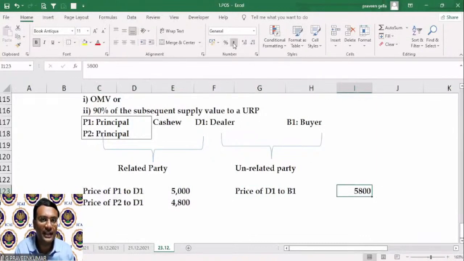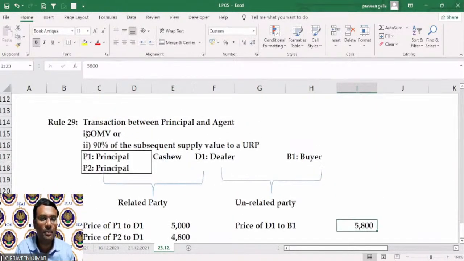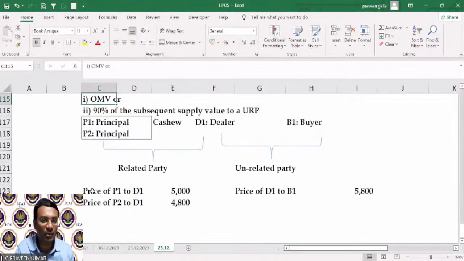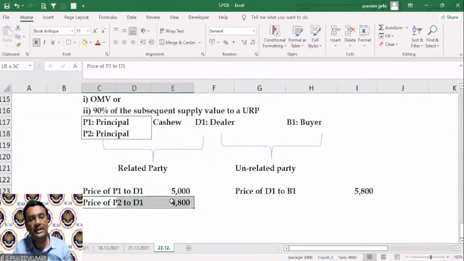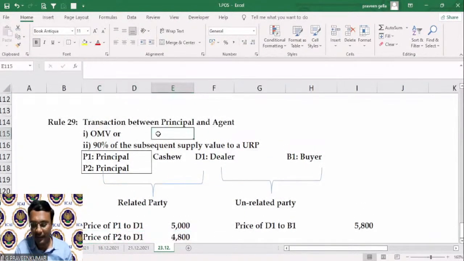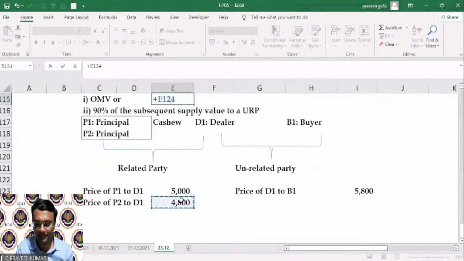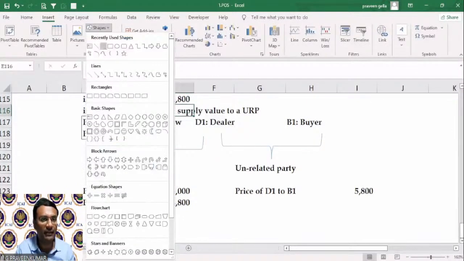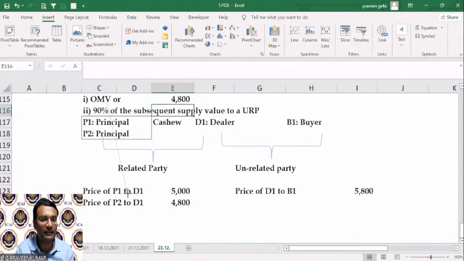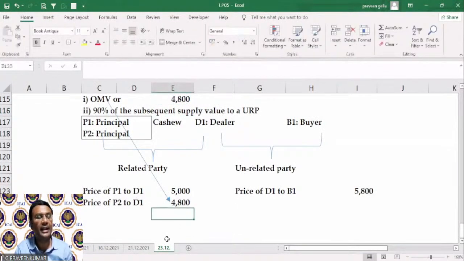Now, applying your rule 29, open market value. Now, whatever price P1 is selling, I am not accepting. So, the similar product, if sold by principal 2, my open market value shall be 4,800. Everyone, please pay attention to this. Open market value is 4,800. Why? The same product that principal 1 is selling is available in the market from a competitor for 4,800. This is choice 1. Choice 2.